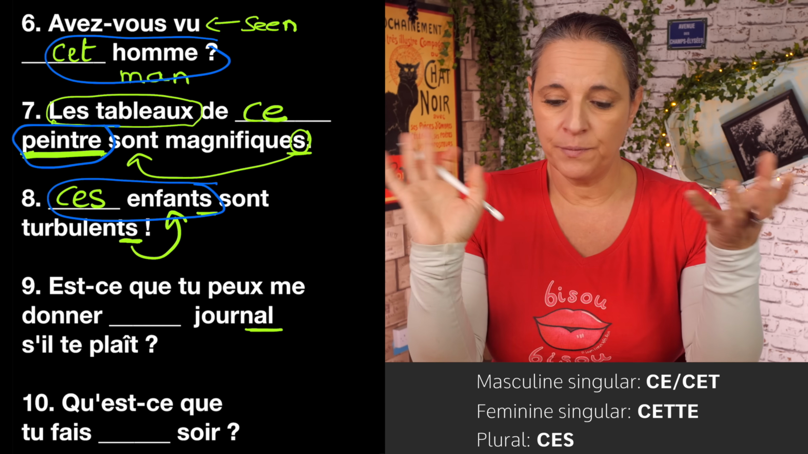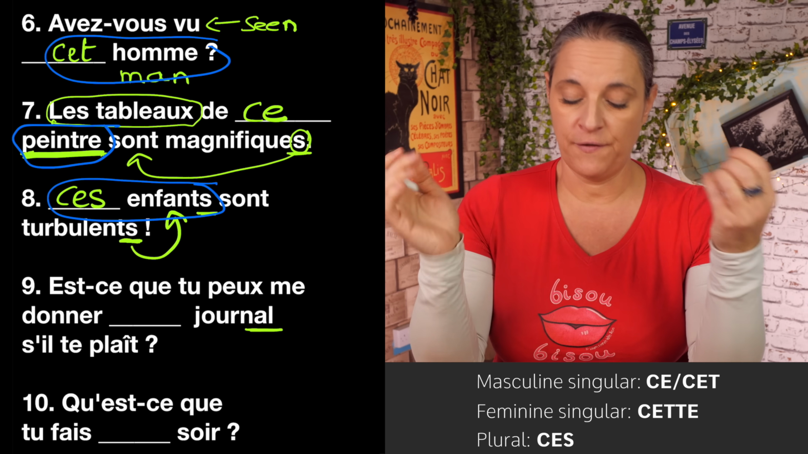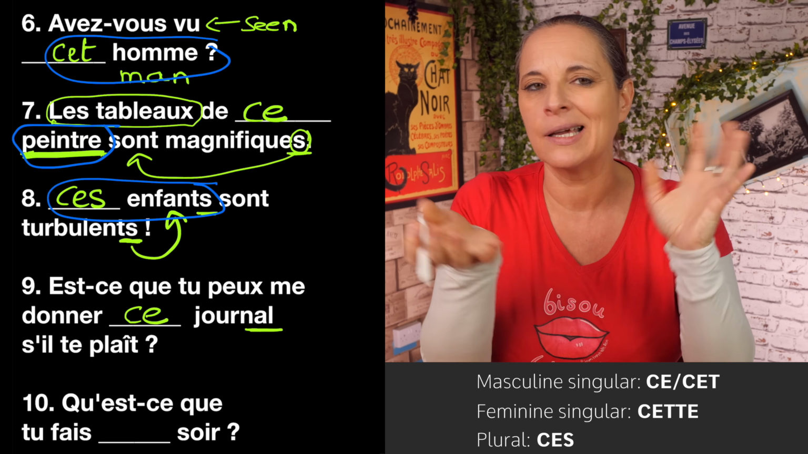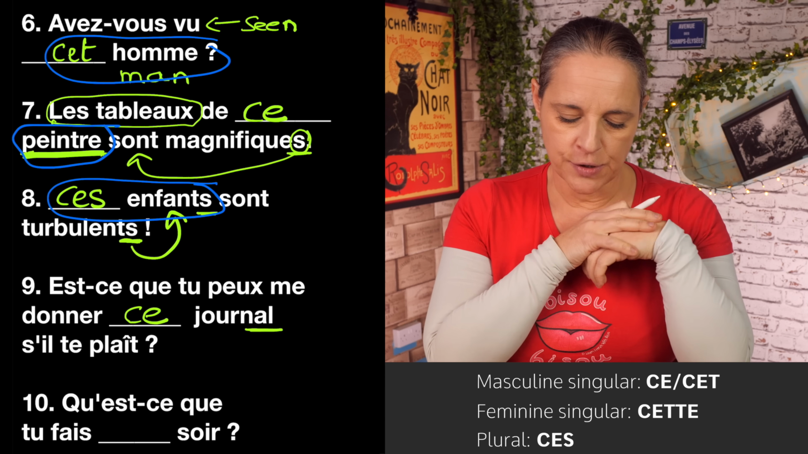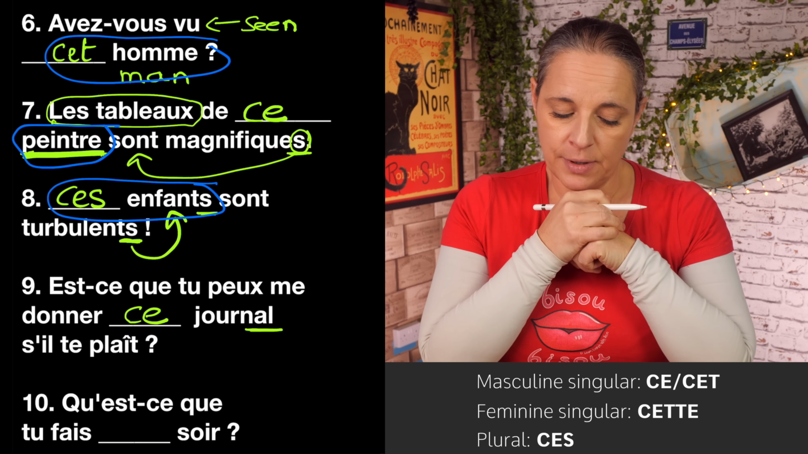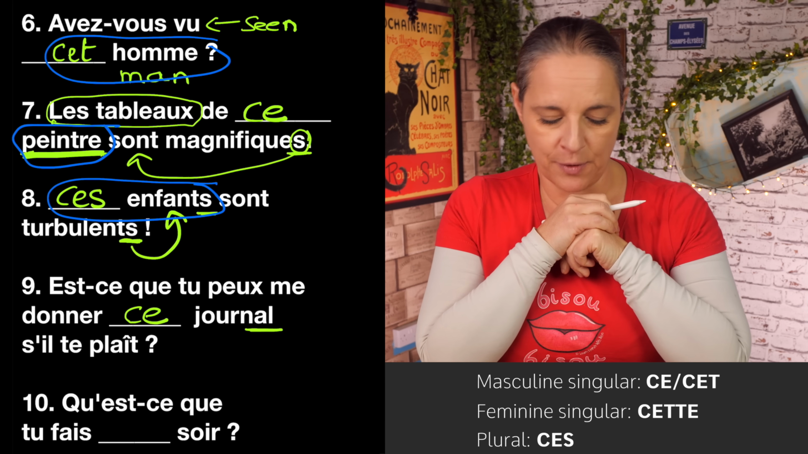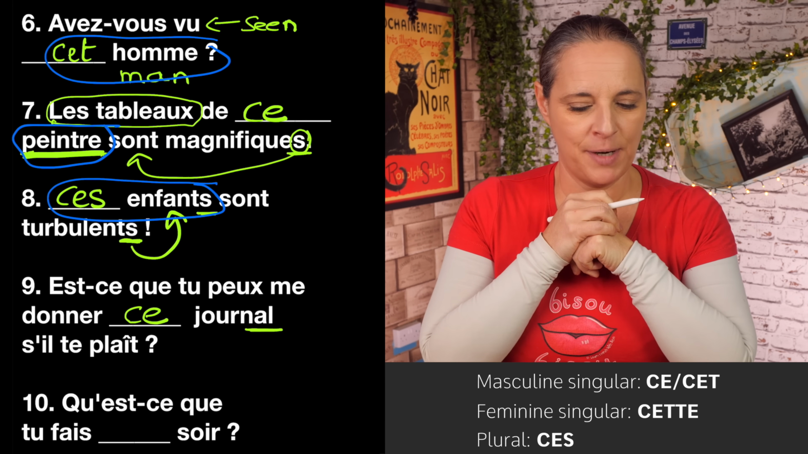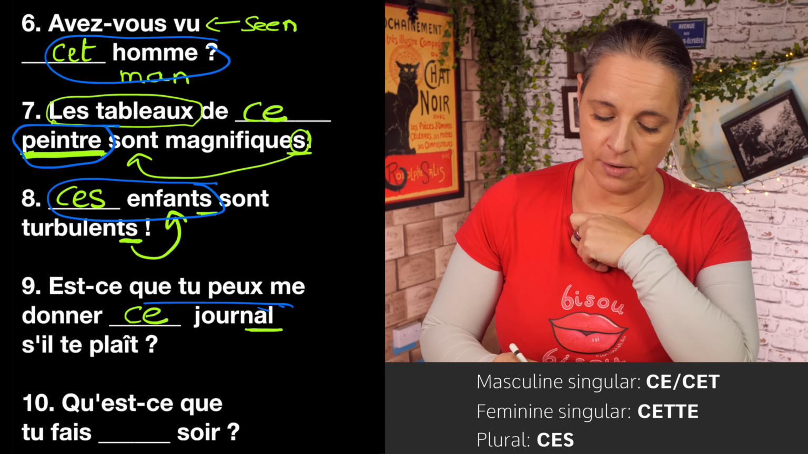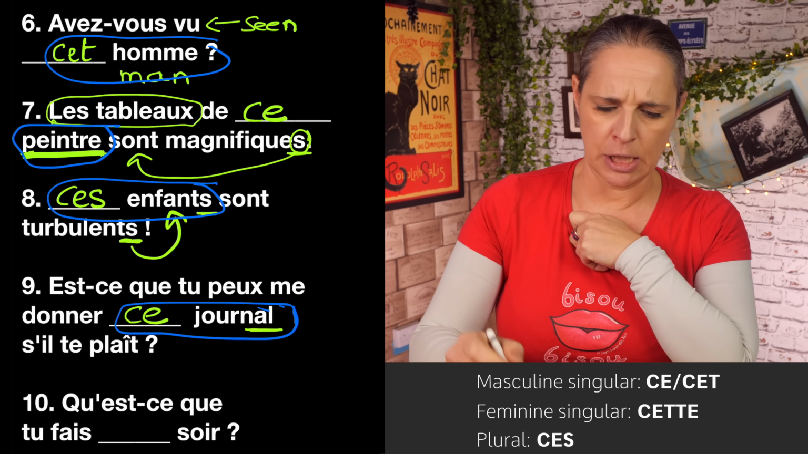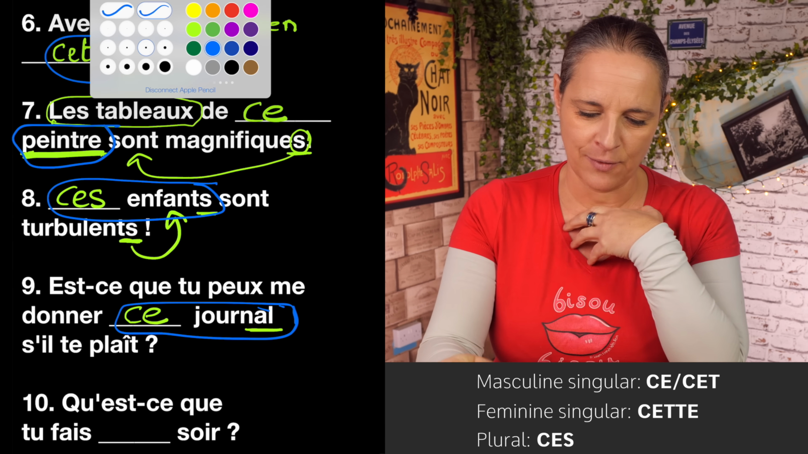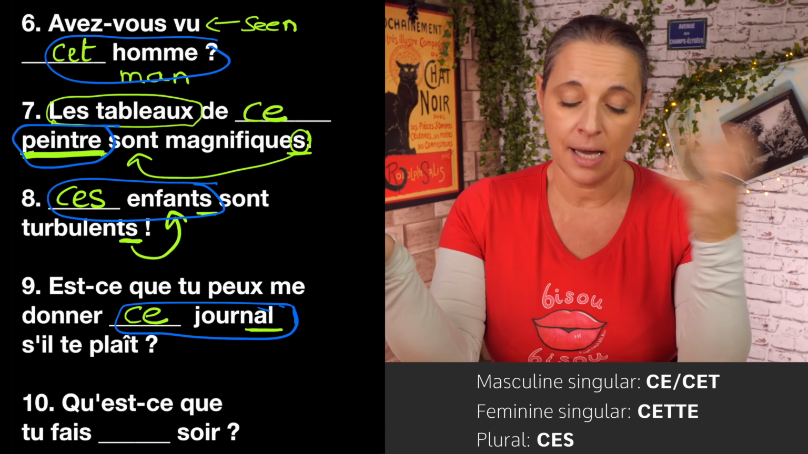It doesn't begin with a vowel. It doesn't begin with an H. So therefore, it is likely to be ce. It is not likely, it is ce, by the way. Ce journal, okay? This newspaper. So can you give me this newspaper? Please, s'il te plaît, okay? And I'm going to color code it with you. It seems like the man is winning today. We've got a lot of masculine nouns, okay? But that's okay, it happens.